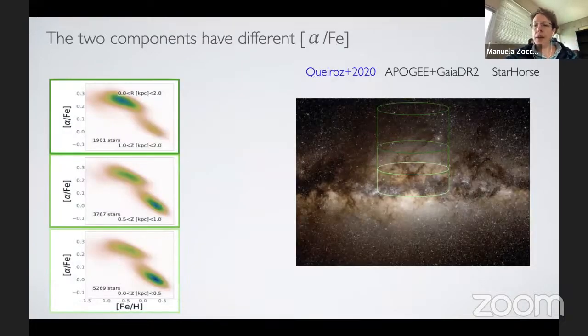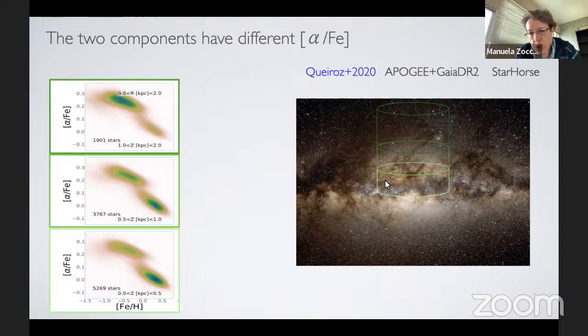There is another property that we can explore, and it's the alpha over iron ratio for this population. Many different authors explored that, but I will show you what I consider the best, the clearest result about this, which is by Queiroz et al. From APOGEE combined to Gaia data. APOGEE gives the chemical abundances, and Gaia the distance and the proper motion, although here they are using only the distance. So what they find here is the alpha over iron ratio in 3 different cylinders that I draw there just to help you find them.